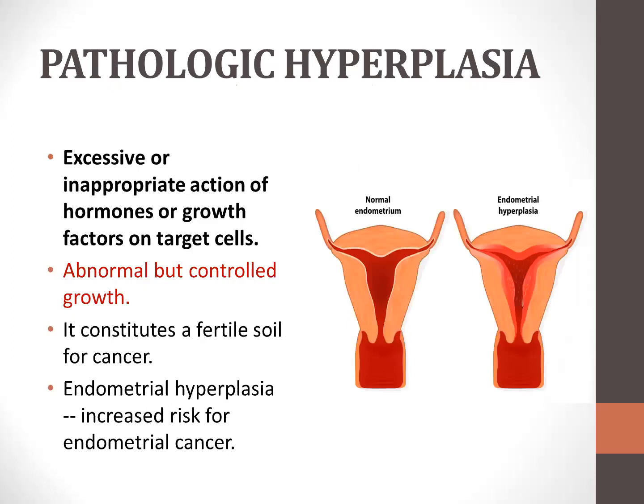Pathological hyperplasia is excessive or inappropriate action of hormones or growth factors on the target cells, which ultimately leads to an increase in number of the cells. This is an abnormal type of growth, but still controlled because it is under the action of growth factors. It increases the chances for malignancy. A good example is endometrial hyperplasia, which occurs because of prolonged exposure to estrogen, and it increases the risk for endometrial cancer.